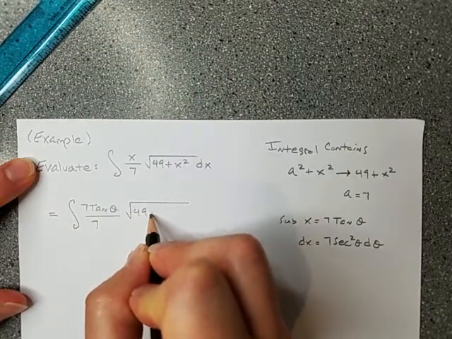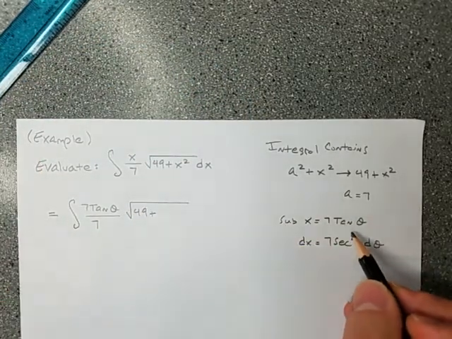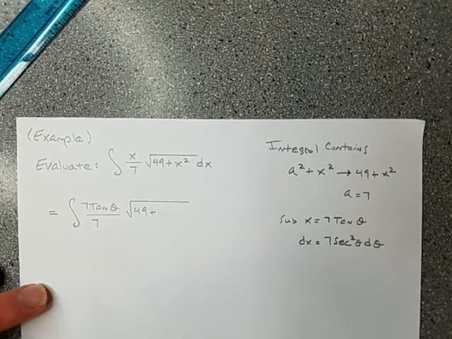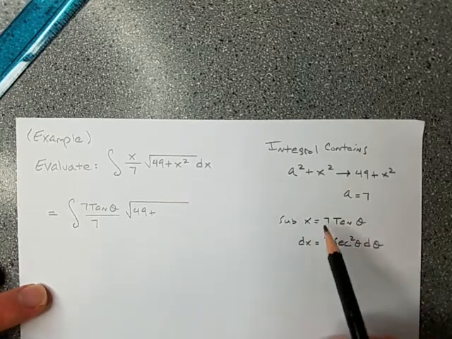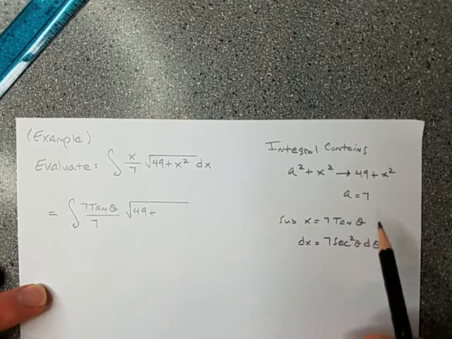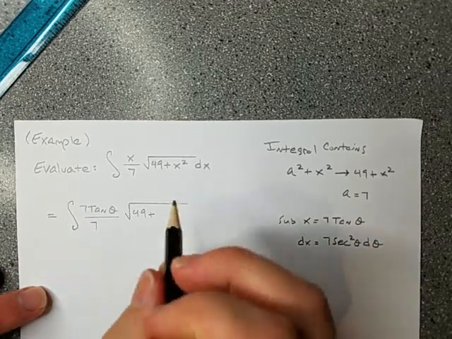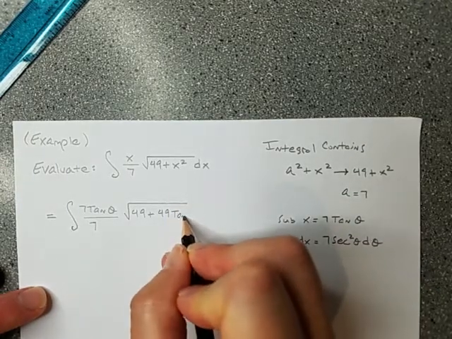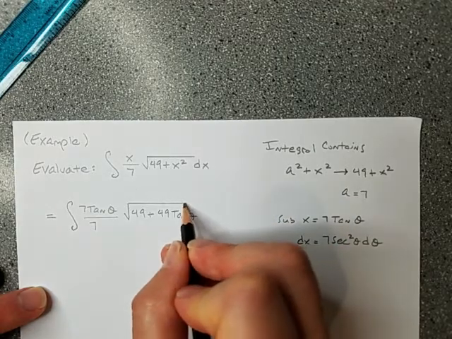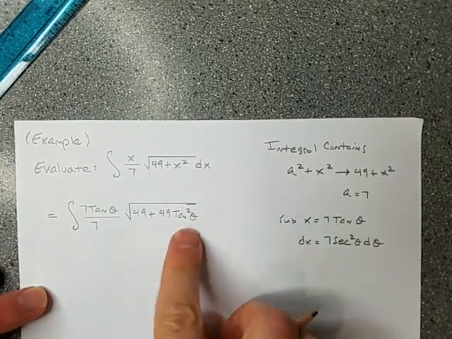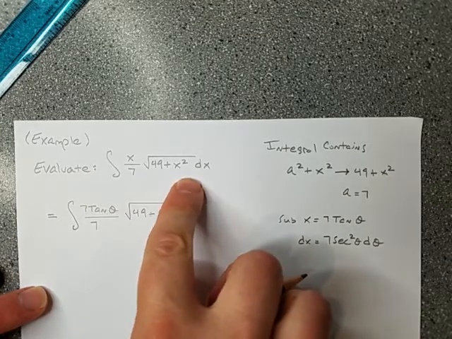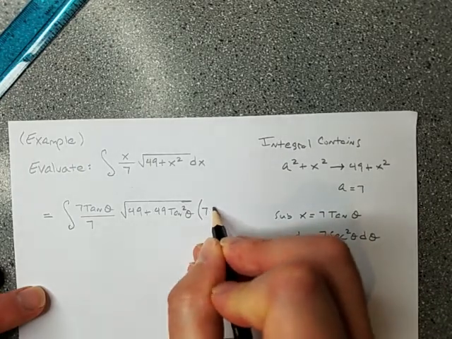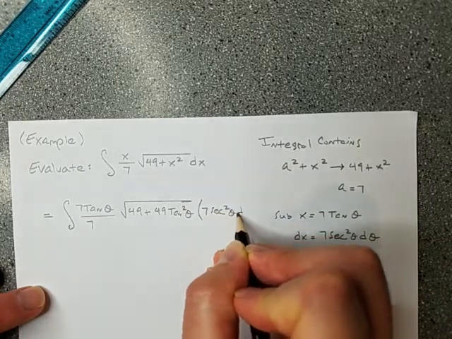So 49 plus the x, which is 7 tangent theta. I could write the x there and put in parentheses and the square and so on, but this is going to get squared when you put it in. It's going to say parentheses 7 tangent theta squared. So that'll be 49, because that's what 7 squared is, and then tangent squared theta. That's all the x's. And what about the dx? 7 secant squared d theta. So then times 7 secant squared theta d theta.